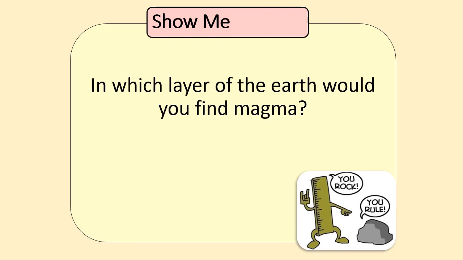And final question, in which layer of the earth do you find magma? Well, the layer that the magma is found is the one just under the crust, which we call the mantle. So that has been a summary and a few questions on how the three types of rock were formed.